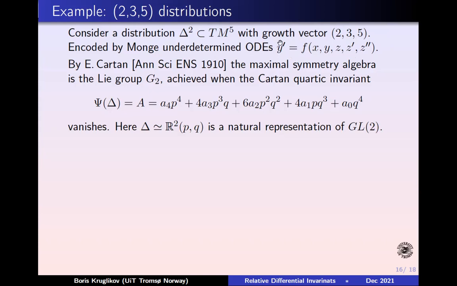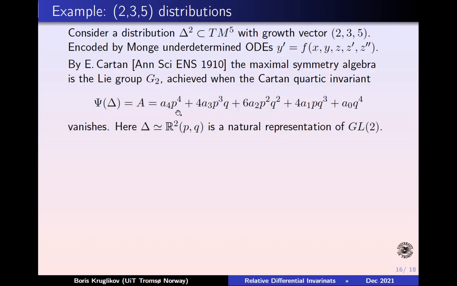So let's, for example, express the first derivative of y through the rest. Then you see there are 5 variables here: x, y, z, z prime, z triple prime. This geometry was studied by Cartan in 1910, where he derived invariants. He obtained from this that the maximal symmetry algebra can be G2, and he also gets the first fundamental invariant, the so-called Cartan quartic invariant. That's a polynomial on the rank 2 distribution.